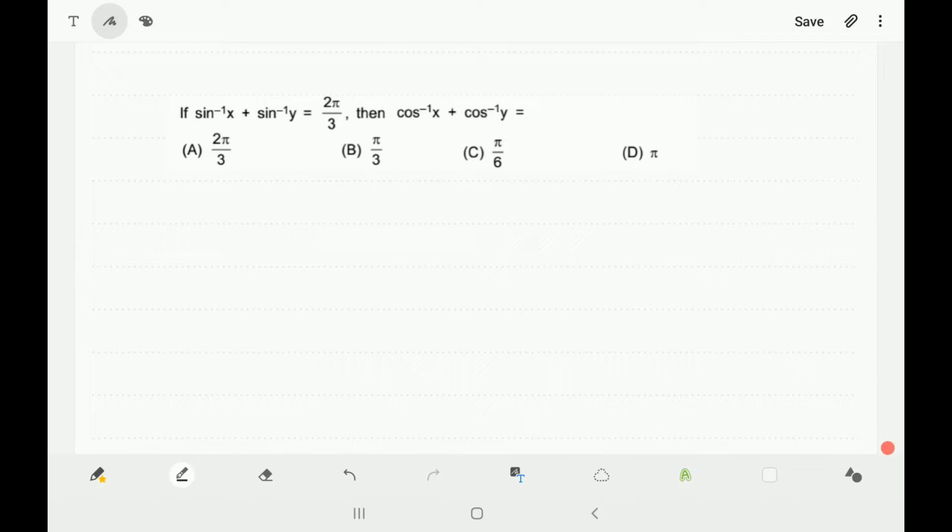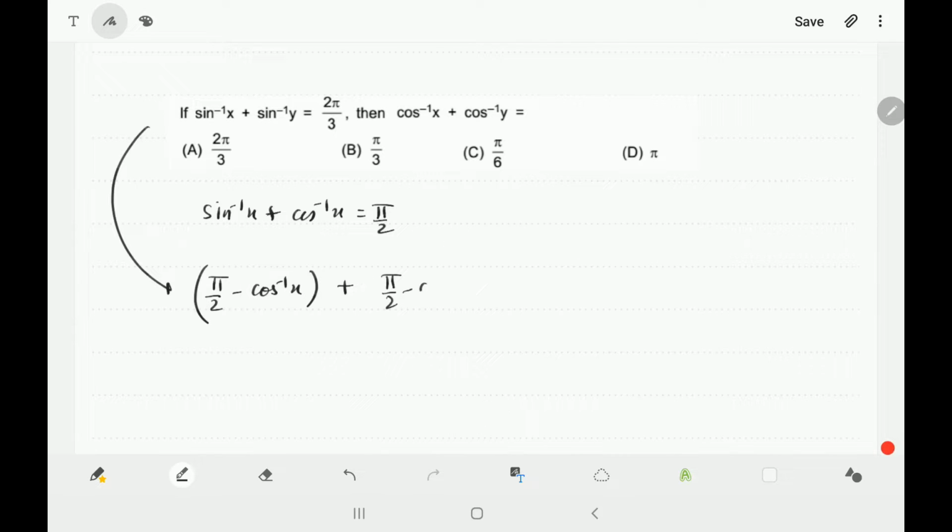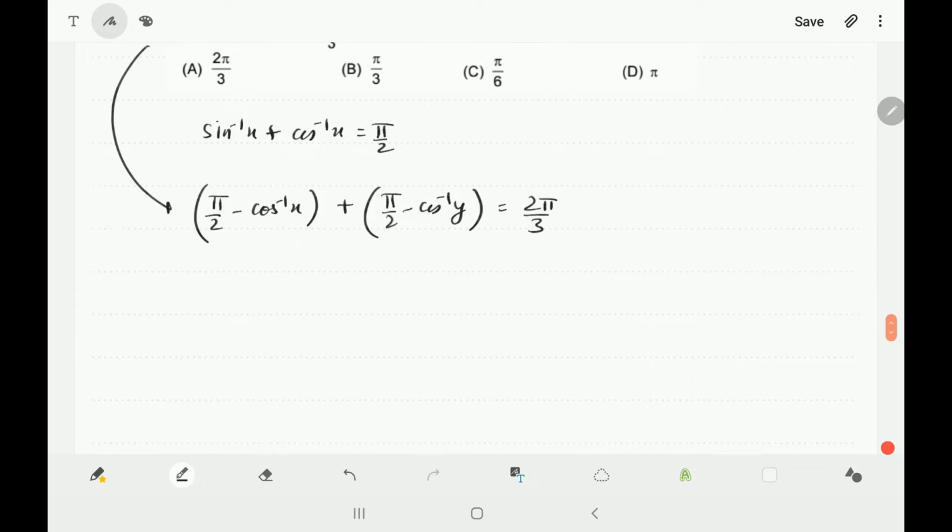In this problem, sine inverse x plus sine inverse y is equal to 2 pi by 3 is given, and we have to find the value of cos inverse x plus cos inverse y. So we already know one formula, that sine inverse x plus cos inverse x is equal to pi by 2. Okay, so can I write sine inverse x in this particular equation as pi by 2 minus cos inverse x, and sine inverse y as pi by 2 minus cos inverse y, and this value will be equal to 2 pi by 3. Okay, so we have pi by 2 plus pi by 2 is pi, minus cos inverse x plus cos inverse y, is equal to 2 pi by 3.